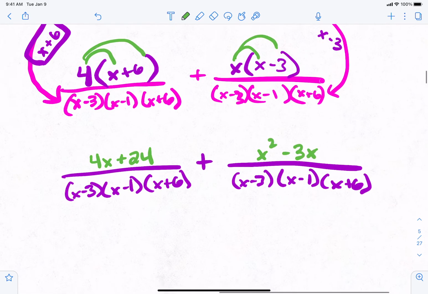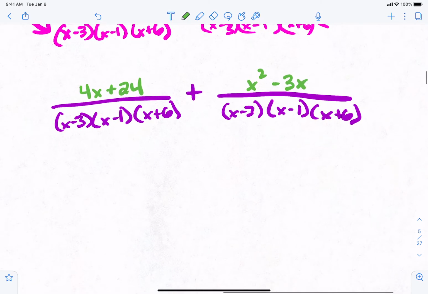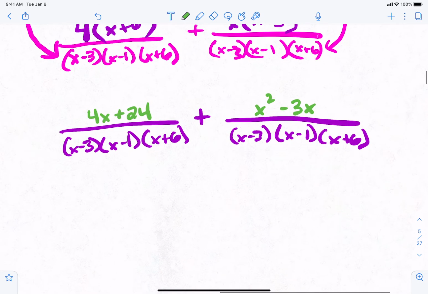Now, the more you do this, you can skip some steps. It's a lot of work for me to rewrite these bottoms every time. So if you want to skip that and just simplify the top, that's fine.